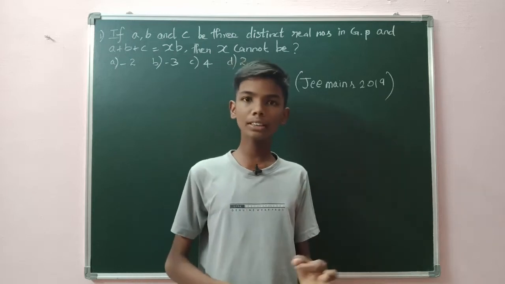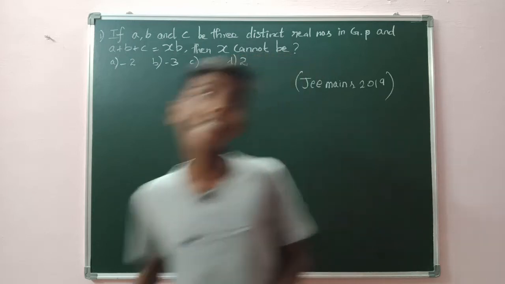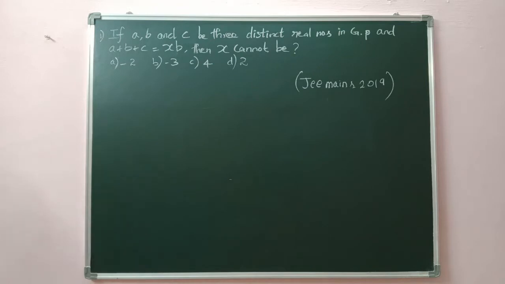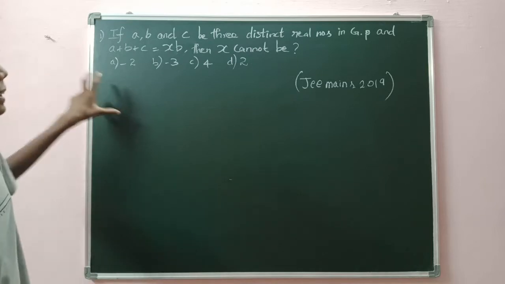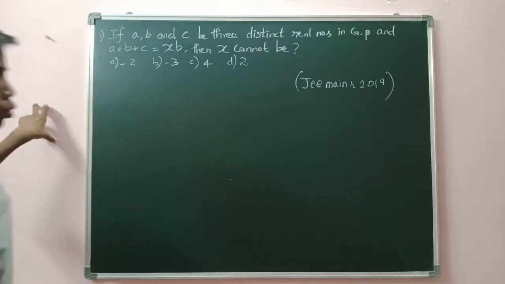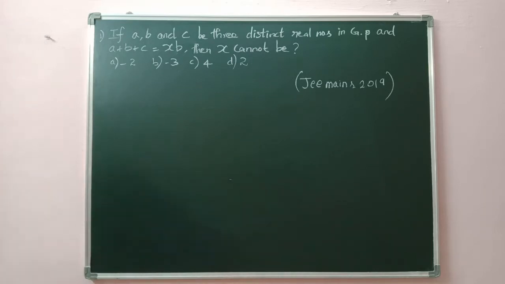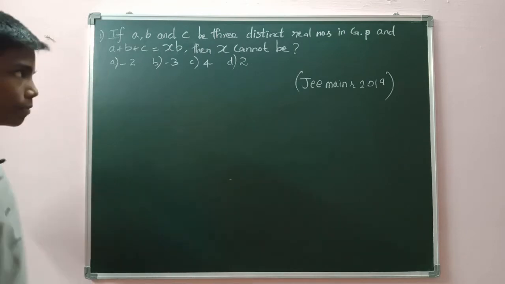To solve one JEE Mains question. So let me start to solve, guys. The question is, if A, B and C are three distinct real numbers in GP and A plus B plus C is equal to XB, then X cannot be. That's the question, guys. The options are -2, -3, 4 and 2. And guys, this question was asked in JEE Mains 2019.